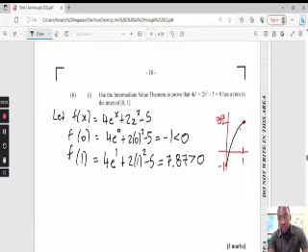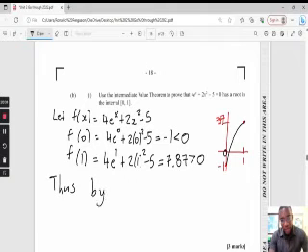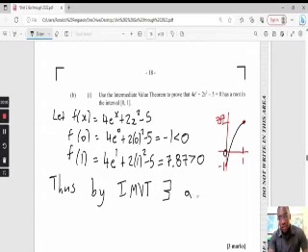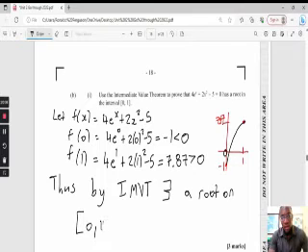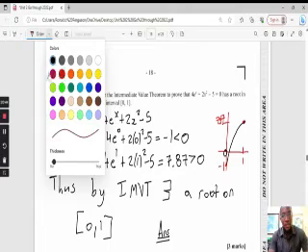But we do know that the root is between 0 and 1. So we can conclude, by the IVT, that there exists a root on the interval 0, 1. That's it. Done. Easy 3 marks.